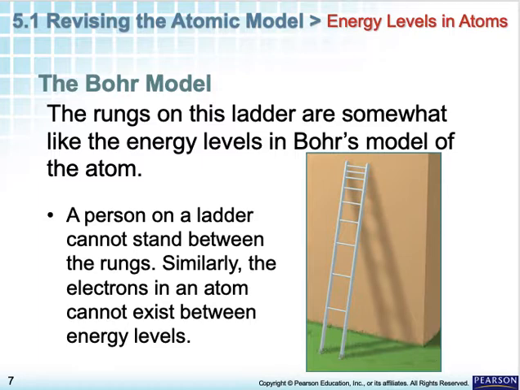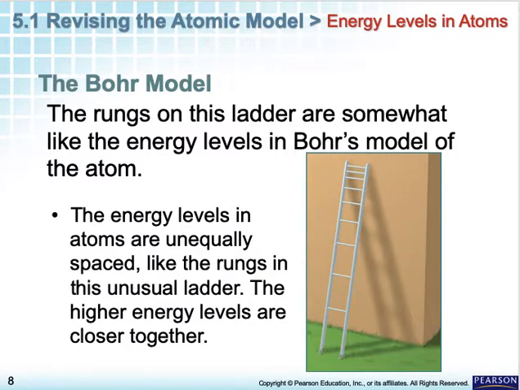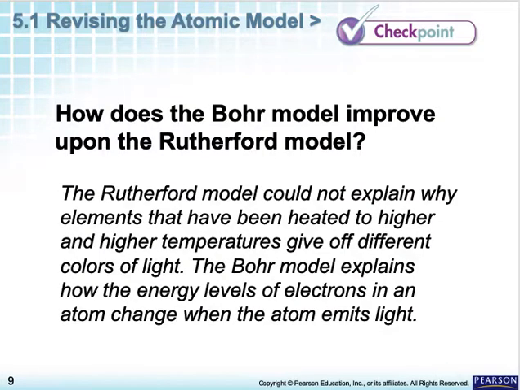So the Bohr model is kind of like looking at the atom as a ladder, and that there are specific energy levels, and you could only step on the rungs of the ladder. So it could only be at one rung or another. It couldn't be hanging out somewhere in between. It also shows that they're unequally spaced, that those rungs get closer together the further up you go on the ladder. And so the higher energy levels are closer together.